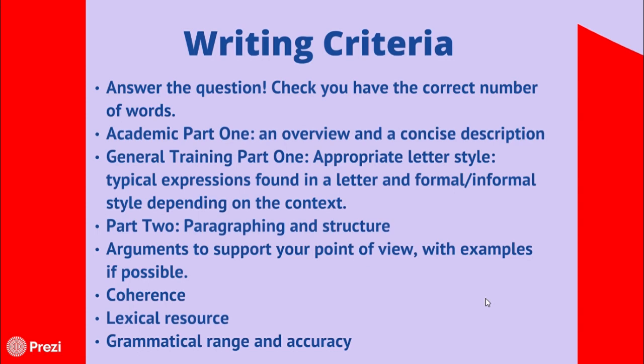For Academic, Part 1 is going to be an overview and a concise description. It can be related to pie charts, bar graphs, histograms. For General Training Part 1, typical expressions are found in a letter, and it can be in any form. It can be informal as well as formal. For example, you could be asked to write an application or a letter, or to describe an informal conversation you are having with your friend or whomsoever you are concerned with. That is the only difference for Part 1 between General and Academic.